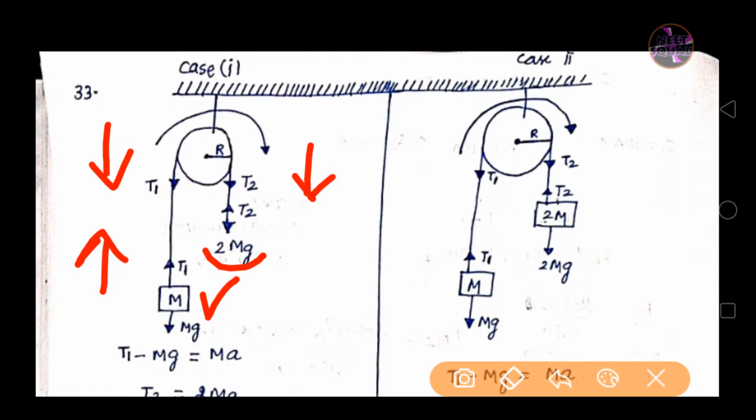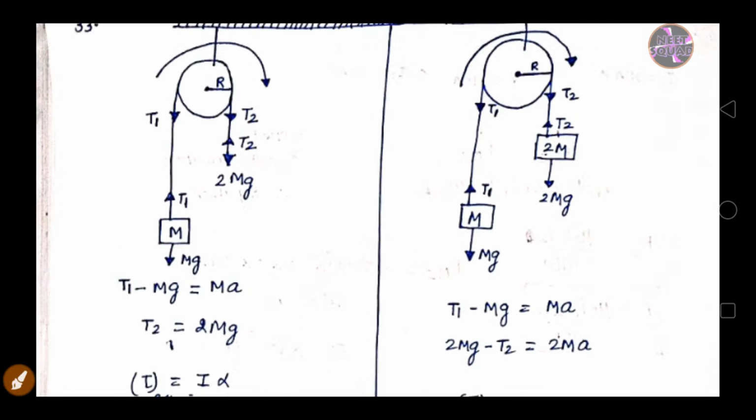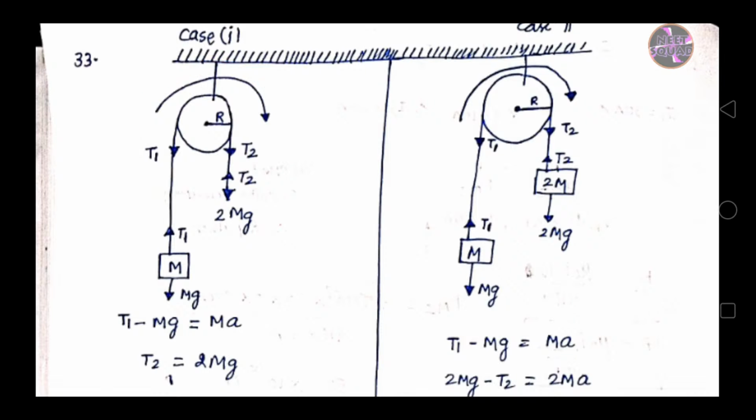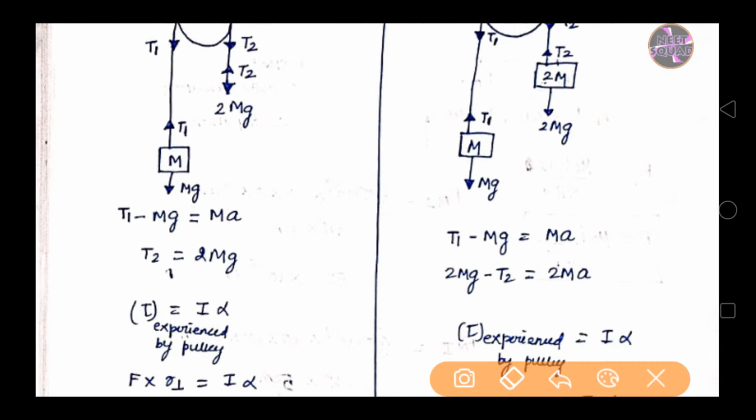And you are balancing T2 as 2 mg. First, you have to write the equation for how the pulley is rotating. It is rotating in this manner, right? So T1 upward force, T1 minus mg is equal to m into a. Here T2 is equal to 2 mg, because it's a force, you're directly applying it. So T2 is equal to 2 mg.